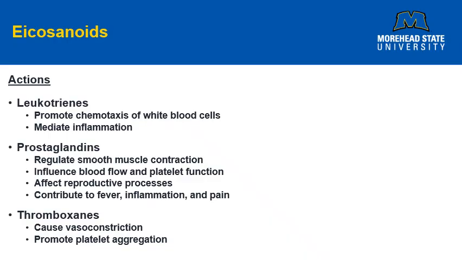Now, thromboxanes cause vascular constriction, and they promote platelet aggregation. So they're strongly associated with vasoconstriction, regulation of blood pressure, and regulation of blood volume. But again, remember, they are all water soluble, so all these functions are coming from secondary messengers.